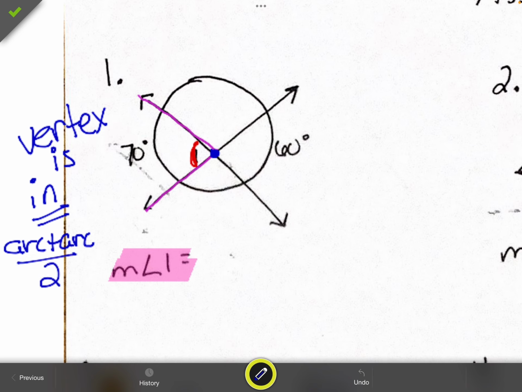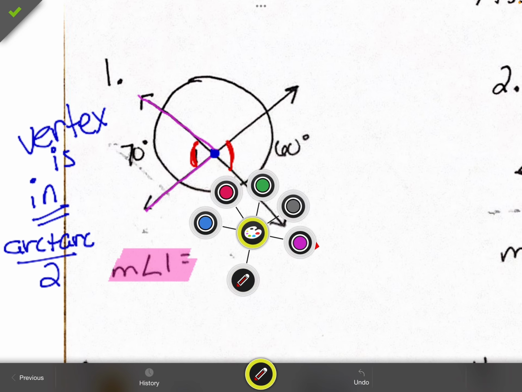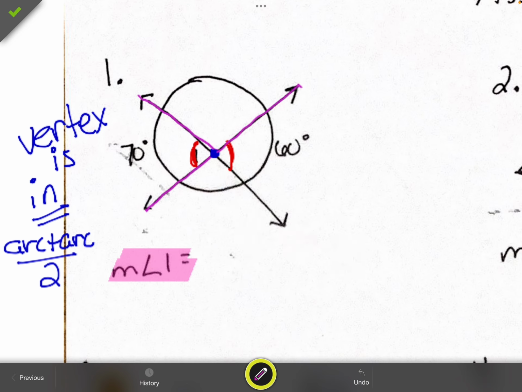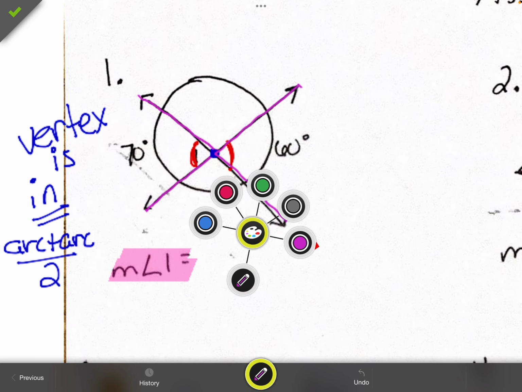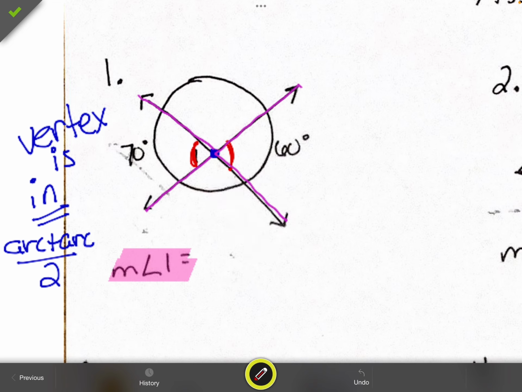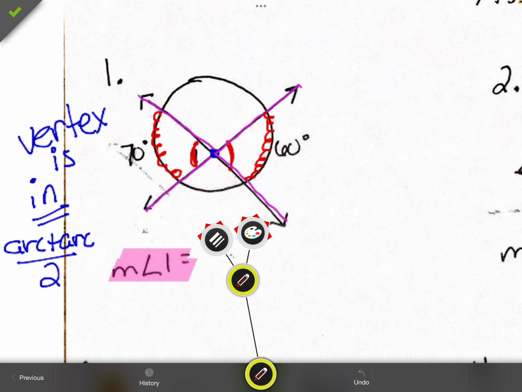So what I have to do, remember this is the one you have to use the vertical angles. So the angle that's vertical to angle 1 is this angle right here. So then I also want to trace this angle so that I can see the two arcs that I'm working with. The two arcs are this one, because it's intercepted by angle 1, and this one, because it's the vertical angle that intercepts that arc. So you do need to show your work on this. You cannot just have answers.